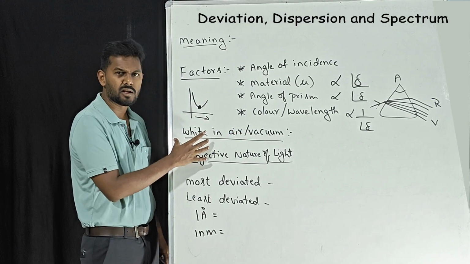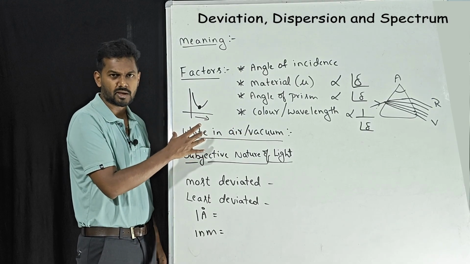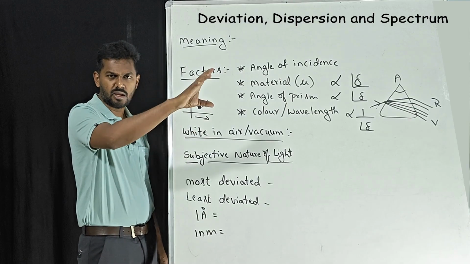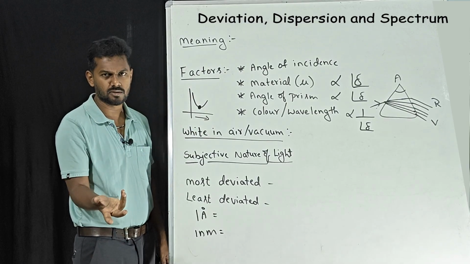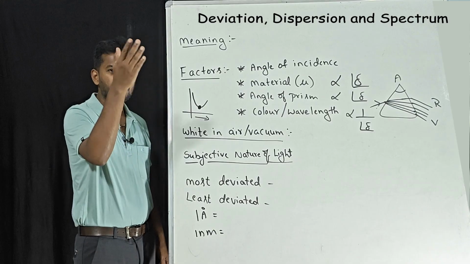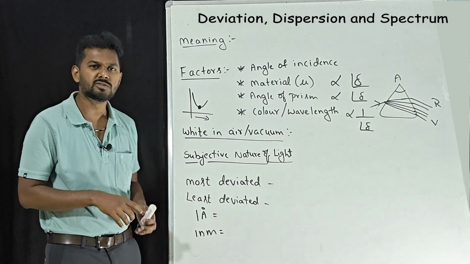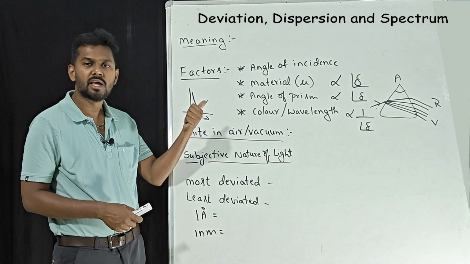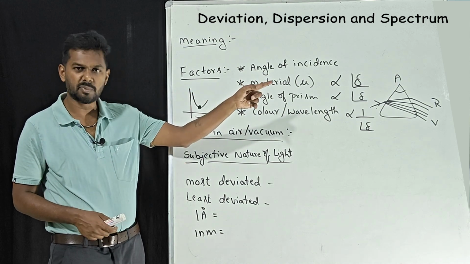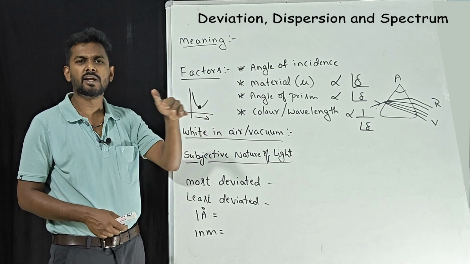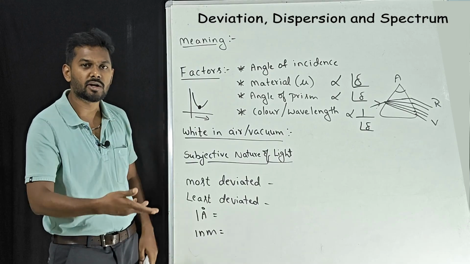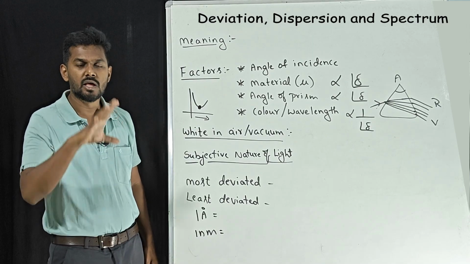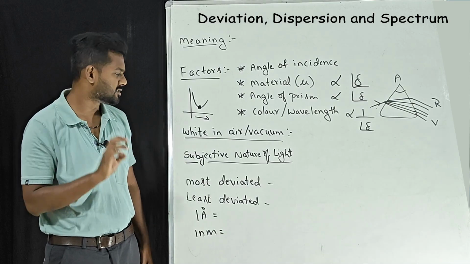Now, white color in air or vacuum. White color is polychromatic, correct? This light, which is there in the air or vacuum, will not get split, because the medium we assume as negligible. But when the same white light is incident on the prism, it will get split into many colors. That process we call dispersion. After it gets split, the band of different colors we call a spectrum.